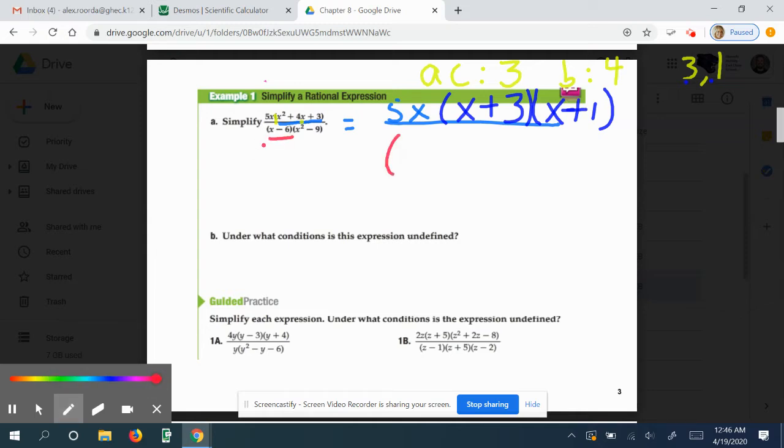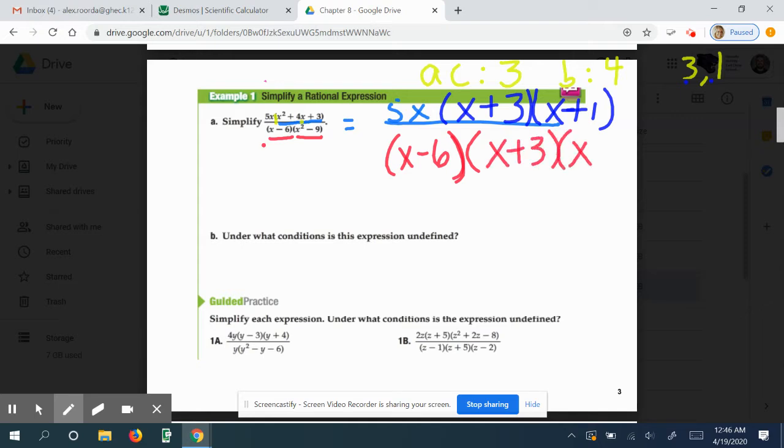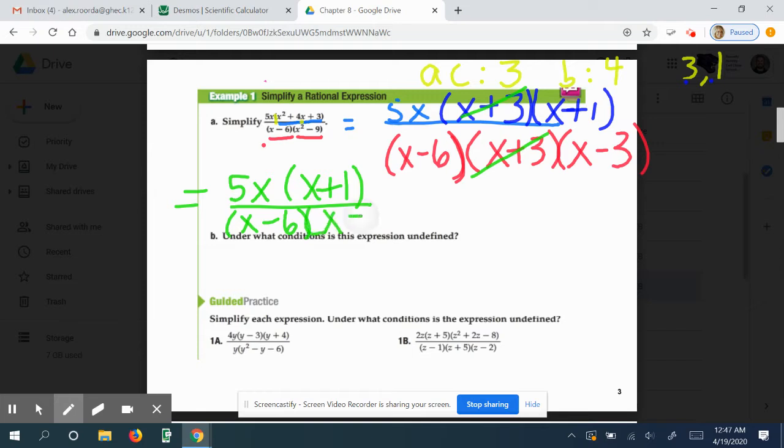Okay, so first we have x minus 6, right? Then I have x squared minus 9. Now, we got really good at those back when we were doing perfect squares and all that kind of good stuff. And so we have difference of squares, that kind of stuff. So we have x plus 3 and x minus 3. And so you'll notice that there is a factor that's in both the top and bottom, and that would be the x plus 3, right? Now the rest is all fine, but I'd rewrite this as 5x times x plus 1 all over x minus 6 and x minus 3.